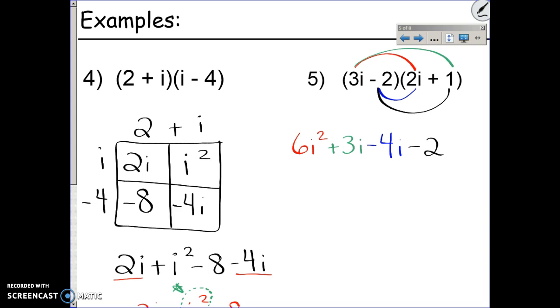Okay, now I can look for my like terms. Okay, well I've got positive 3i and negative 4i. Okay, well again, I'm adding and subtracting. I'm not going to change the i's. They're not going to combine, they're just going to become i at the end, just like if it was x. So positive 3 minus 4, well that's negative 1, and then I still have to put the i at the end. If you want to make the 1 look more like a 1, you can. Still a 1. And then I have plus 6i squared minus 2.